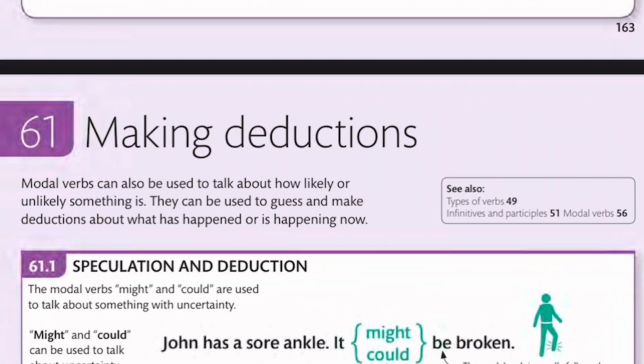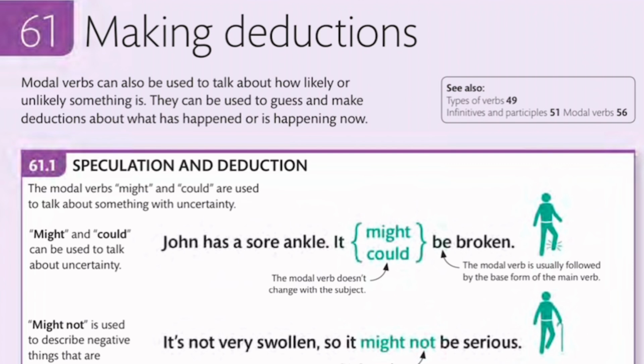So that's the past form. Let's look at making deductions, the modal verbs that we use to make deductions. Modal verbs can also be used to talk about how likely or unlikely something is. They can be used to guess and make deductions about what has happened or is happening now. For instance, might and could can be used to talk about uncertainty.